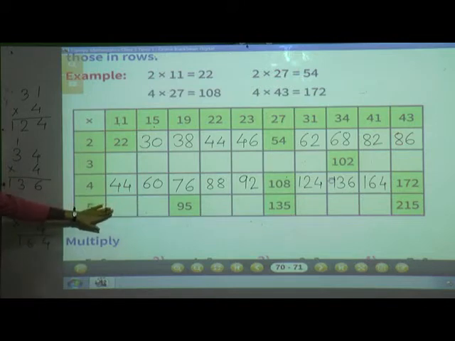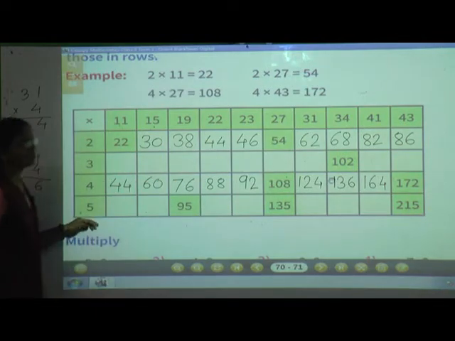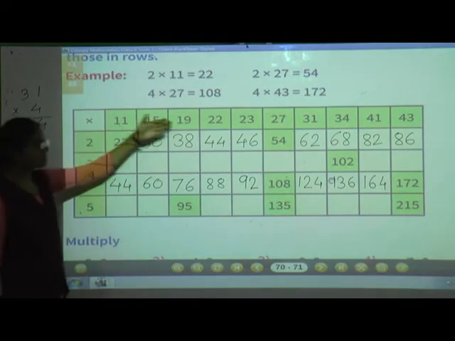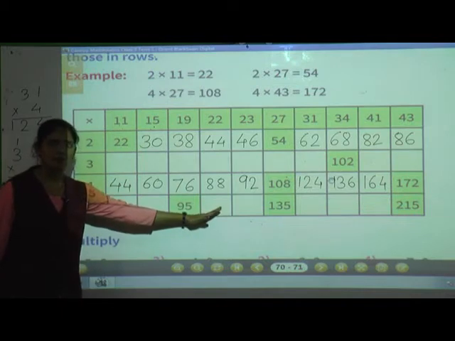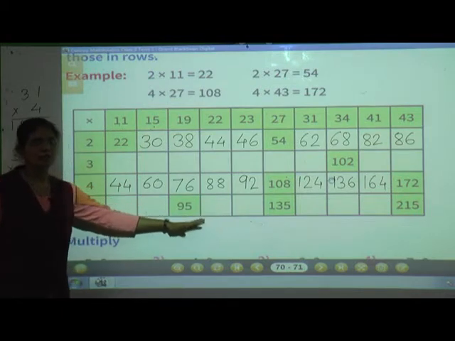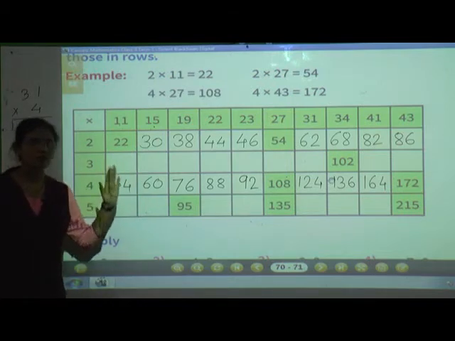Now what you have to do here, you have to take one by one all these numbers which are given in the first row. Okay. And then multiply by 5 and then you have to write the answer here. Okay. Understood? Till here you have to complete this table today itself in your textbook.